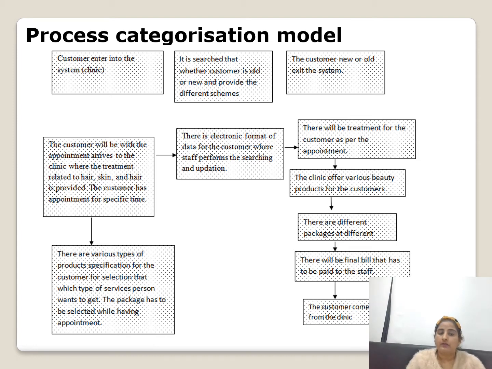Treatment related to hair, nail and skin is provided, and the customer has an appointment for a specific time. First, there is a variety of product specifications for the customer to select which type of services a person wants to get, and the package is selected while making the appointment. The second is the electronic format of the data for the customer, where staff perform searching and updating. Following these 5 steps, there will be the treatment for the customer as per the appointment.